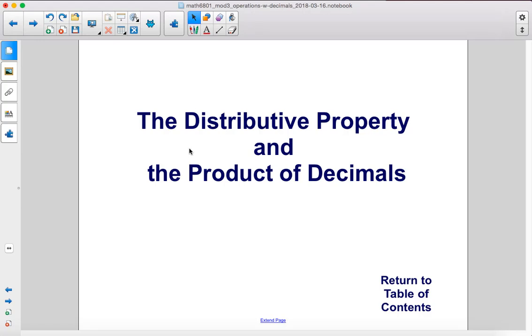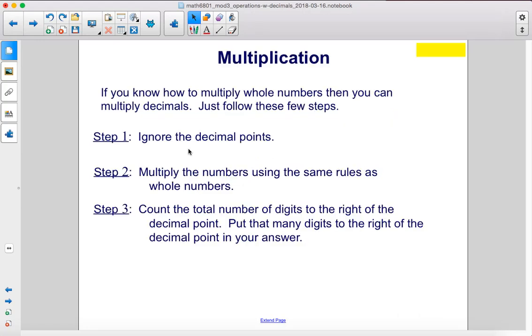The distributive property and the product of decimals. If you know how to multiply whole numbers, then you can multiply decimals. Just follow these few steps.